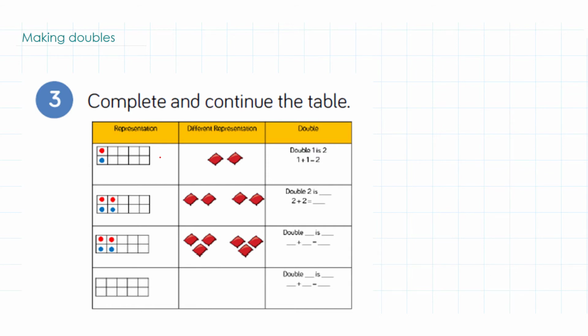Next activity, complete and continue the table. So we're looking at the representations. Here, we're doubling 1 with a tens frame. Here, we're doubling 1 with a beanbag. And here we've got 2 ways of writing that. Double 1 is 2, 1 plus 1 is equal to 2. And then we need to complete the other ones. This one, look, has that representation been completed? I don't think so. See, there's more gaps as you go on. Now we're following a pattern, so what's the next one?